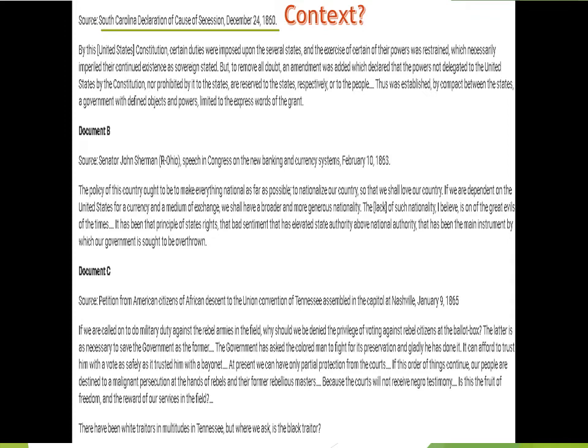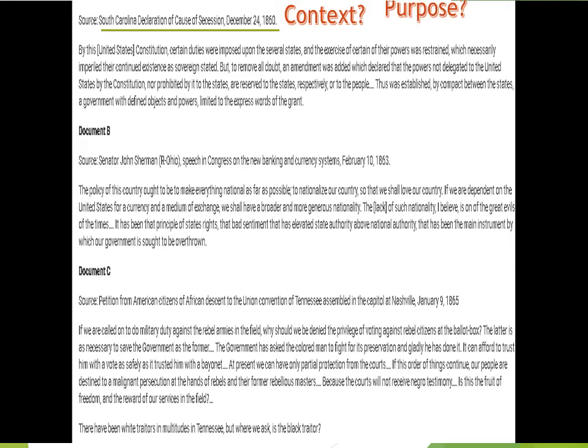Context could be what happened in 1860? There was a big election. Who got elected? Why did South Carolina secede? What is this document going to be about? The cause of secession. Right there, I pretty much already have the gist of what this document is about. Perfect. I did that in 15 seconds.